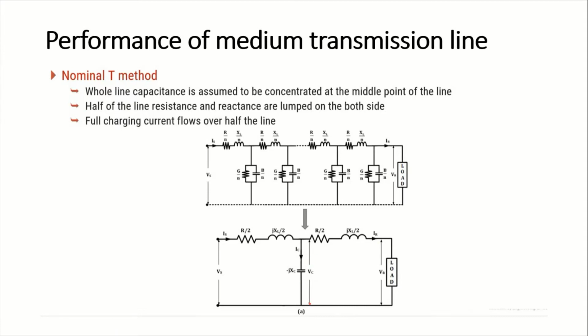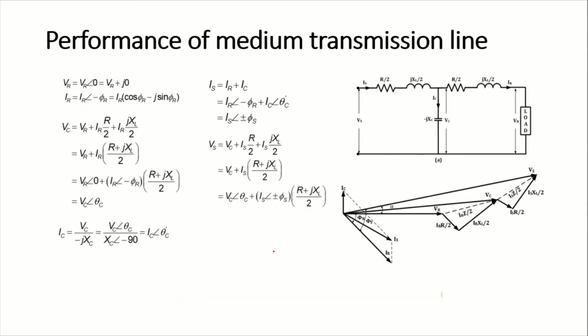The charging current flowing through the capacitance is IC, Vs is the sending end voltage, Vr is the receiving end voltage, IR is the receiving end current, and Is is the sending end current. Okay, so this is the equivalent circuit for the nominal T method.